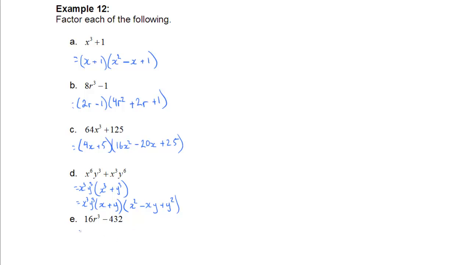In our last example then, first we're going to take a common factor. In the common factor we can divide each side by 16 and we're left with r cubed minus 27. Now we have r minus 3, the cube root of both terms. Keep the sign. Then we square the first in the bracket, opposite of the product, and square the last. And so that's that answer.